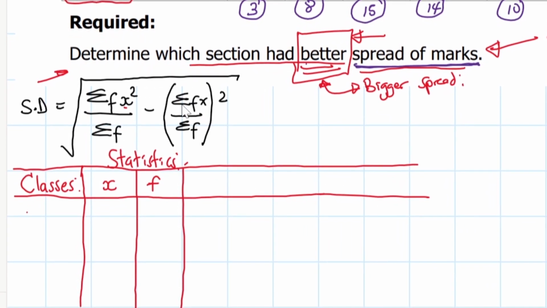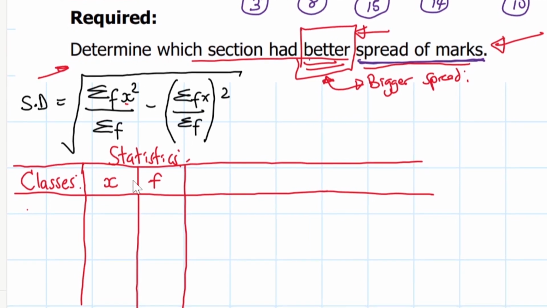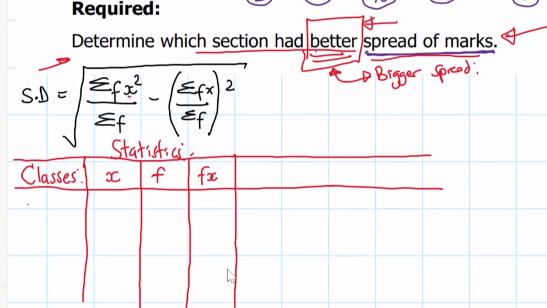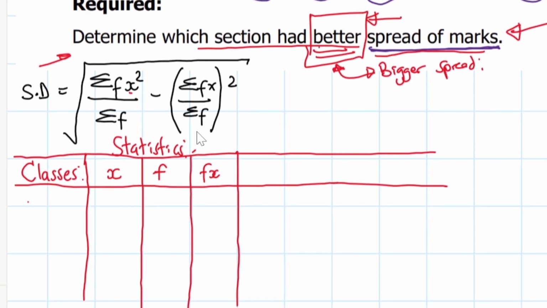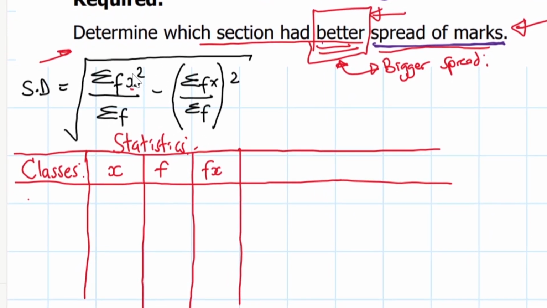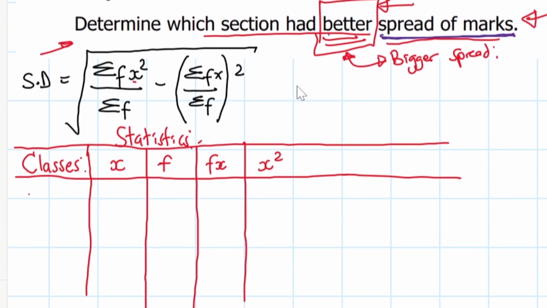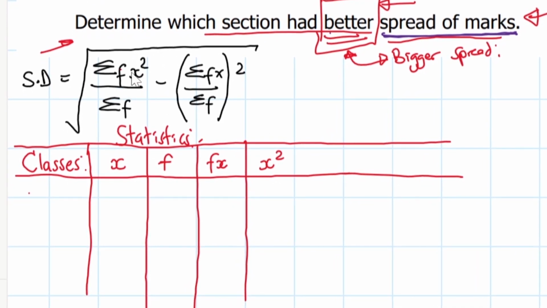Okay, let's get started with the thing for mean. We have f times x. F times x, we are going to need that figure. Then also we are going to need the value of x squared right there. So we're going to do that, x squared. Then also we are going to need f times x squared, the summation, like that. So that is for statistics.